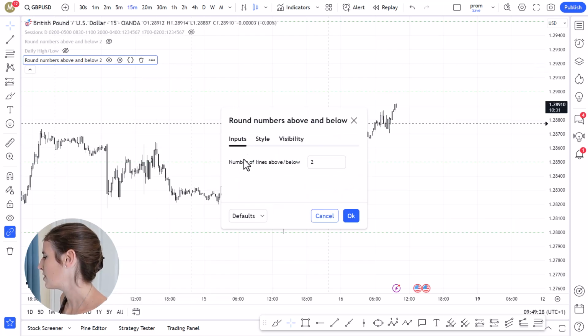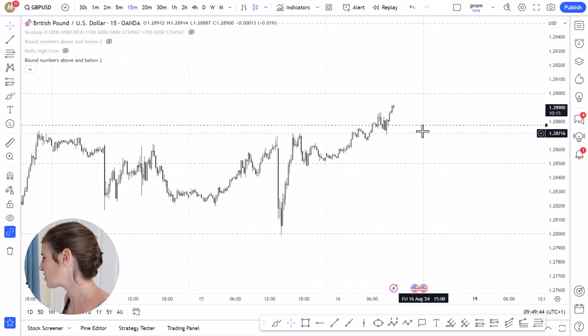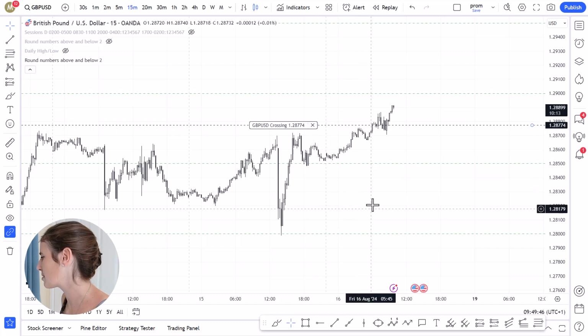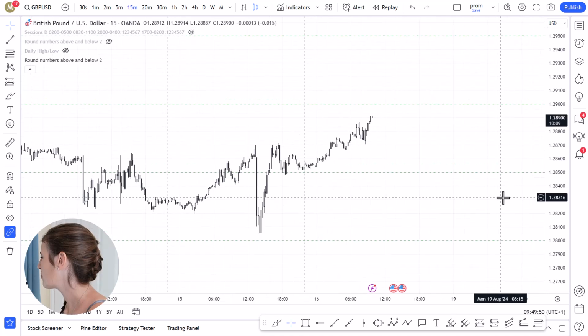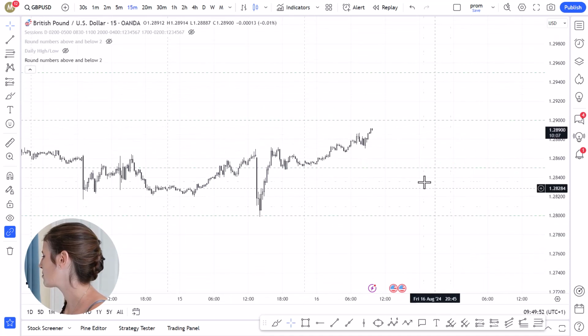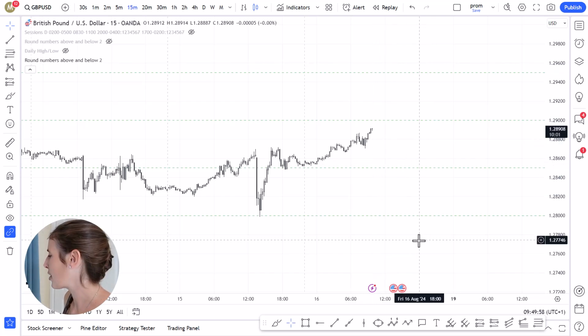And the main thing you can do here is change this number of lines above and below. So at the moment this is set to 2, it will bring up the 2 lines above and below where price is currently at. But what does that mean? Let's have a look at the chart. Now I'm going to just delete my alert at the moment just so that we don't get confused with that extra line. But if I just make that a little bit smaller, you'll notice there's 4 dashed lines. There's 2 above where price is currently at, and there are 2 below.